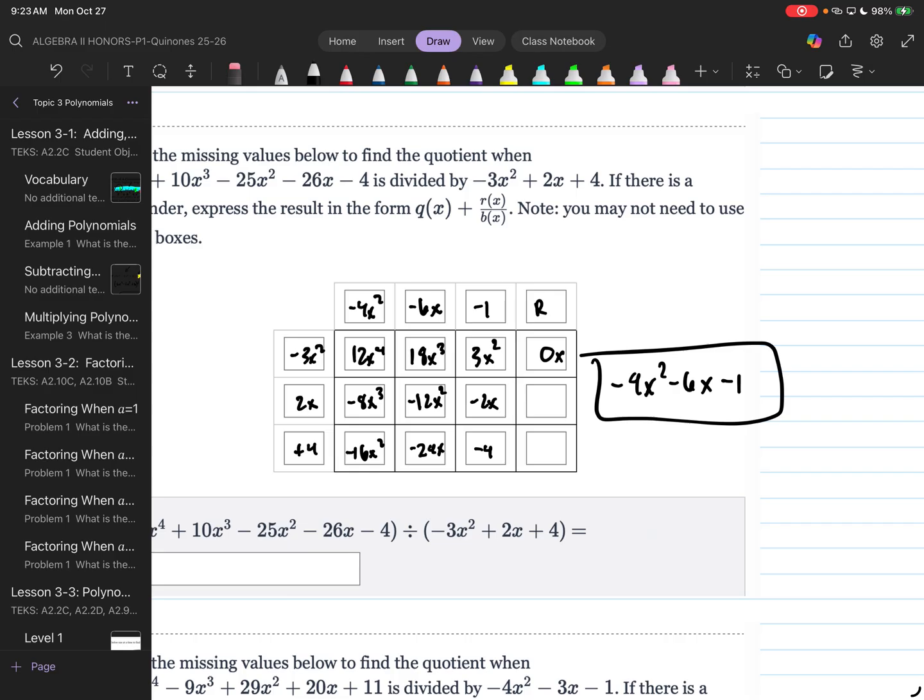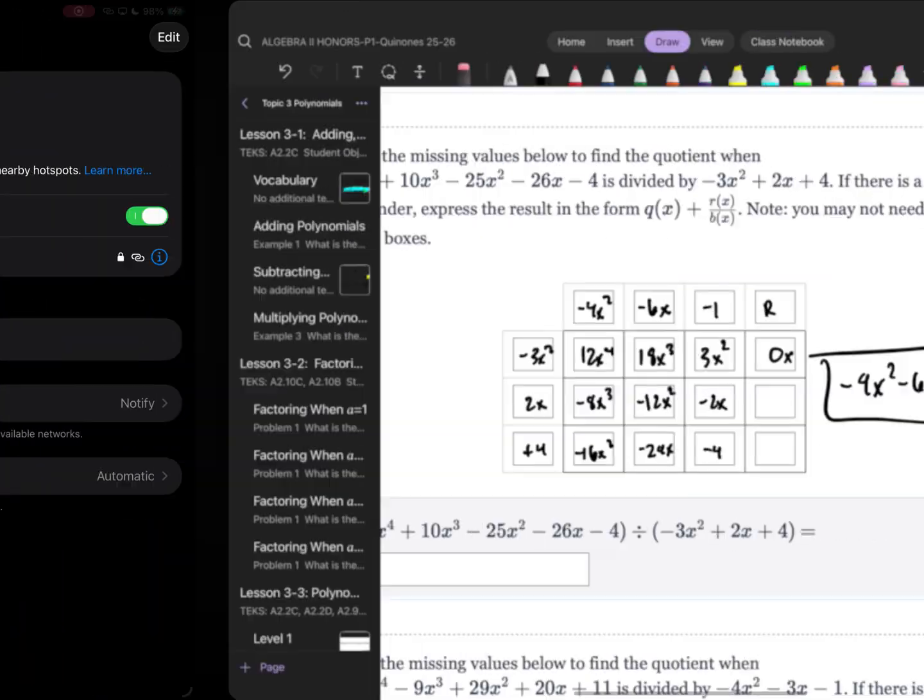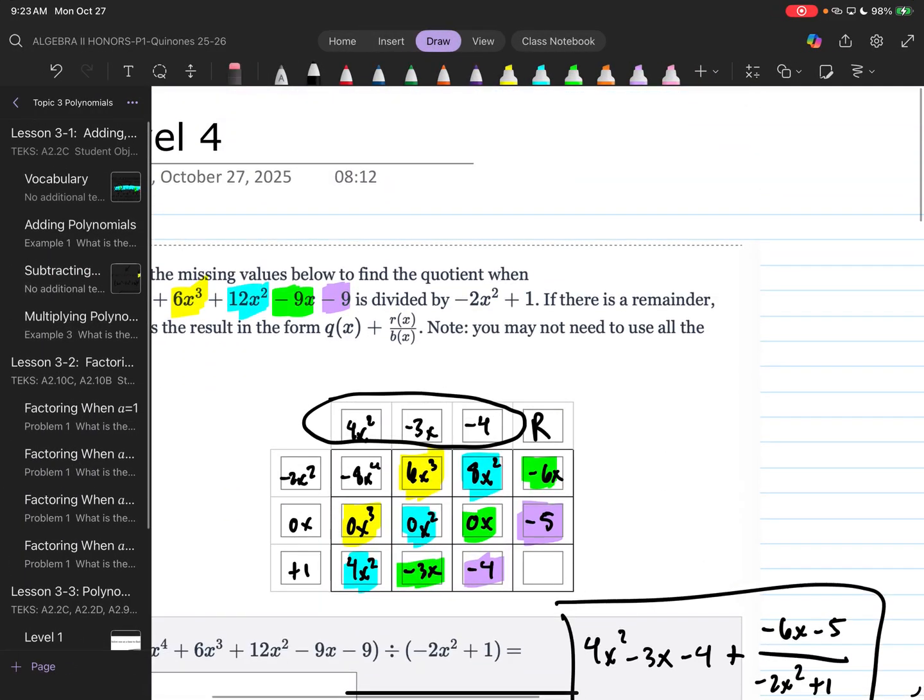Did anybody else get a remainder? No. I didn't get a remainder. But again, I want to double check though, right? Because what's the point of doing all this work and seeing if you're confident? You got to be confident with it too.